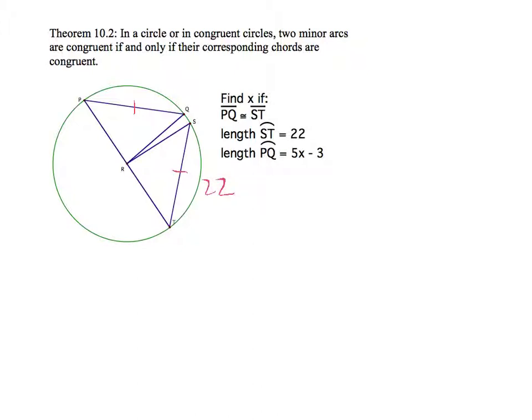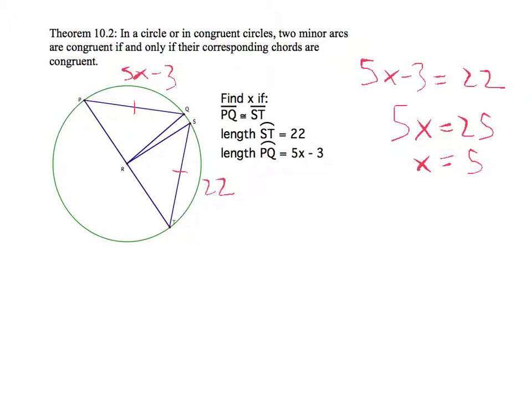and the length of arc PQ is 5x minus 3. Now our theorem says that the arcs are congruent if the chords are congruent. They told us that the chords were congruent, so the arcs are congruent. So we just set up 5x minus 3 is equal to 22. Move the 3 over, 5x is equal to 25. Divide by 5, and x is 5.